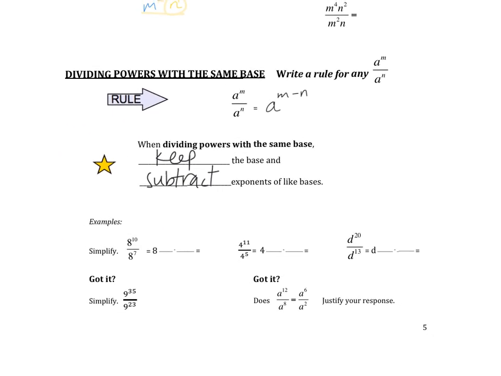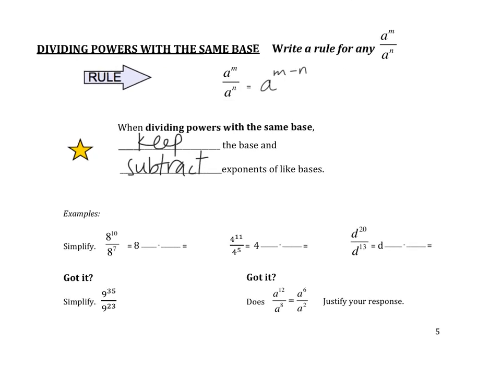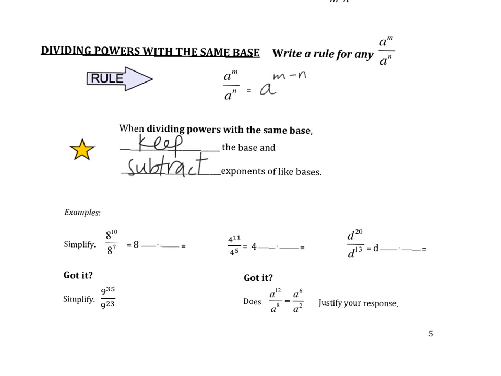Let's do some examples here. On the bottom, 8 to the 10th over 8 to the 7th is 8 to the 10 minus 7, right? We have to subtract the powers, so your answer would be 8 to the 3rd. If we have 4 to the 11th over 4 to the 5th, that's going to be 4 to the 11 minus 5, which is 4 to the 6th. And d to the 20th over d to the 13th is d to the 20 minus 13, which is d to the 7th.